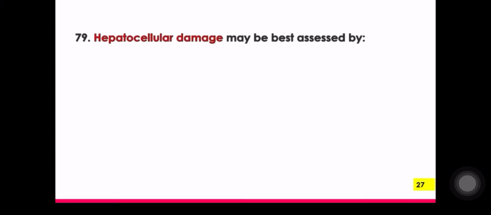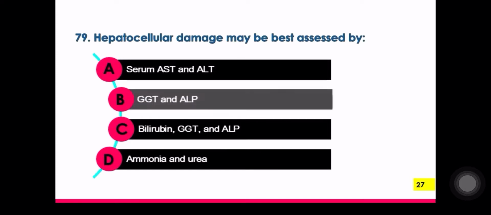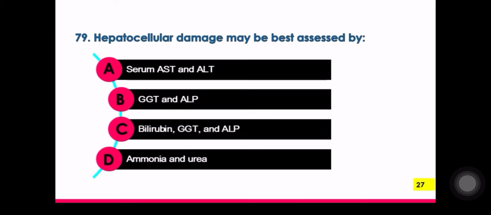Next, hepatocellular damage may be best assessed by which? Is it letter A, serum AST and ALT? Letter B, GGT and ALP? Letter C, bilirubin, GGT and ALP? Or letter D, ammonia and urea? Take note, hepatocellular. So the correct answer, which is specific to the liver, is serum AST and ALT. If the question is hepatobiliary damage, it is ALP and GGT. Number 79, that's letter A.